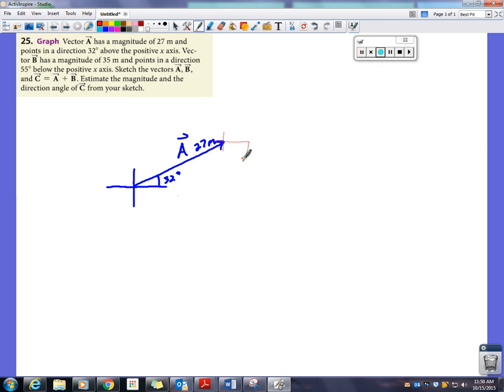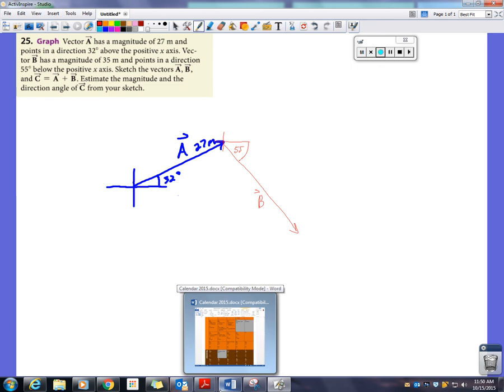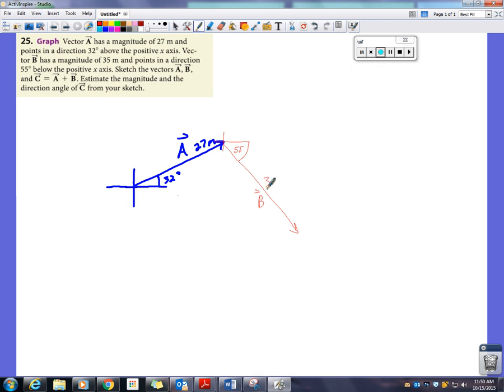So 55 degrees below that. A little bit bigger angle, just a smidge bigger. And it's a little bit longer of a vector. So this angle here is 55. This is vector B, and it has a magnitude of 35 meters.